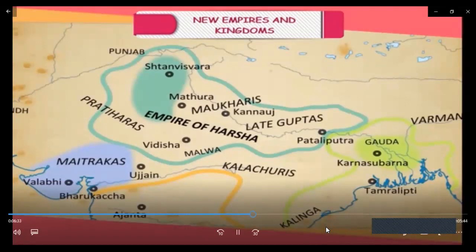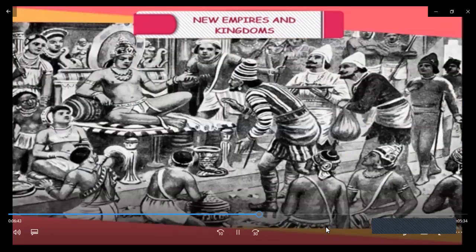Harsha restored the conquered territories to their rulers as long as they promised to pay him regular tributes. He attempted to cross river Narmada but was defeated by the great Chalukya king Pulakeshin II.